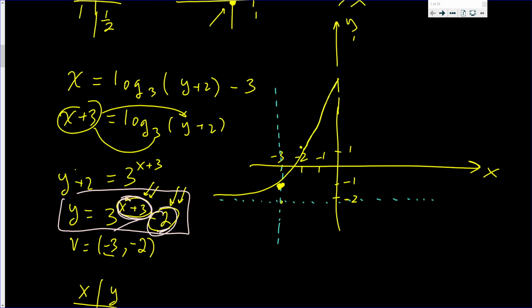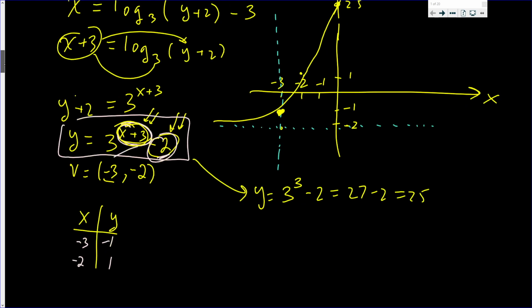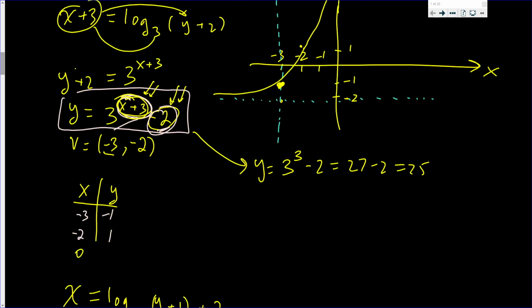It goes to the right forever and ever, so it has to cross. And here is our equation. Y is equal to 3 to the 3, because 0 plus 3 is 3, minus 2 is 27 minus 2, or 25. That's 25. So maybe we should use 3 points, 0, 25.